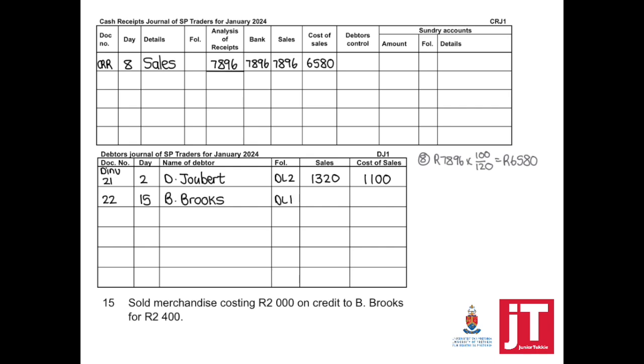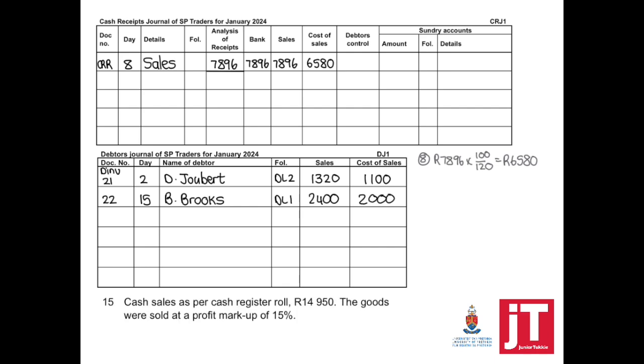In our debtors journal, you don't need to write the source document again. The only source document that will appear in a debtors journal is duplicate invoice. The next number is number 22. This happened on day 15. Name of debtor, B. Brooks, and we're going to post it to his individual account, debtors ledger number 1. The selling price 2,400 and the cost 2,000.